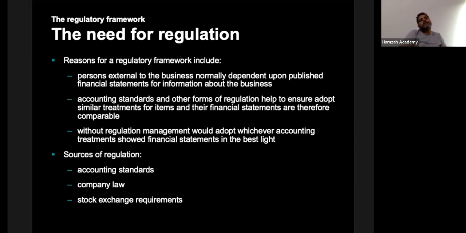So technically, talking about the need for the regulatory framework. Why? Because a person external to the business is normally dependent upon the published financial statements for information about the business. And the accounting standards, another form of regulation, help to ensure similar treatment for items, so financial statements are comparable. Without regulation, management would adopt whichever accounting treatment showed the financial statements in the best light. Sources of regulations are accounting standards, company law, and stock exchange requirements.